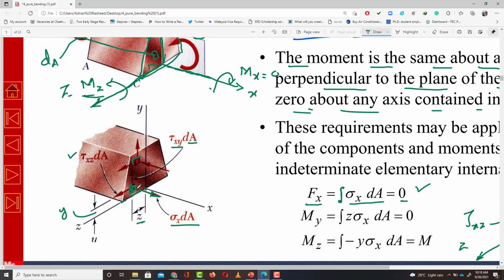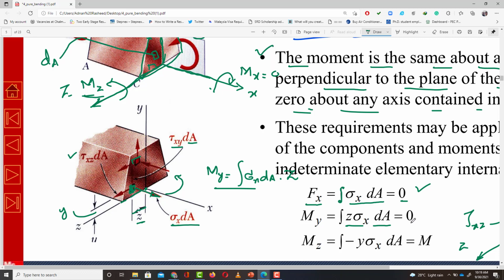Now this normal force is producing a moment about the y-axis, because this is the force and this is the perpendicular distance. So it tends to rotate along the y-axis. So we say that this moment about y is equal to the integral of sigma x into dA, and the perpendicular distance is z. Clear?